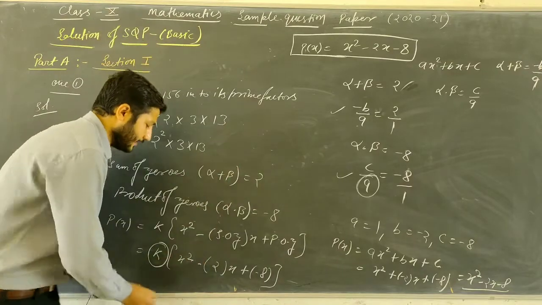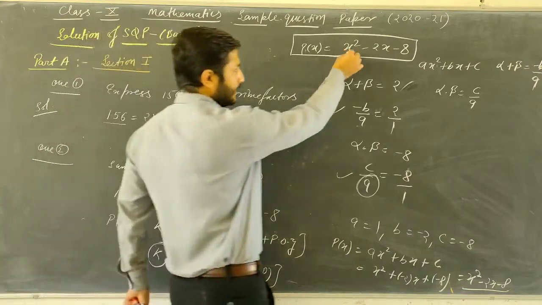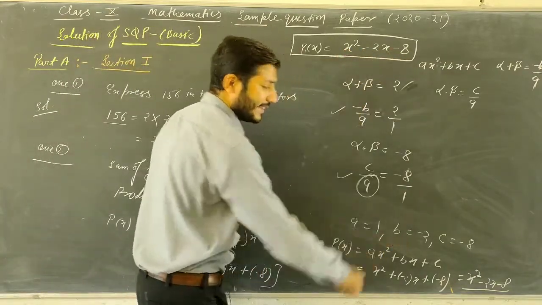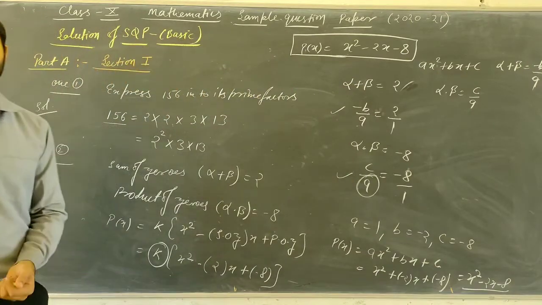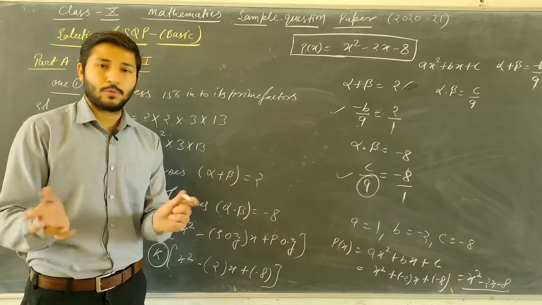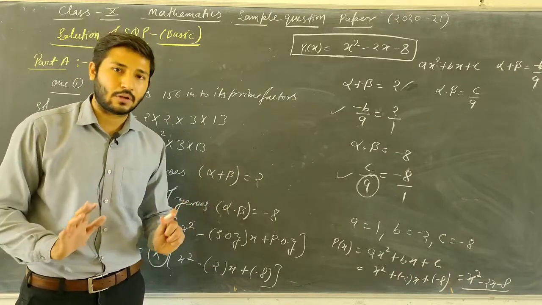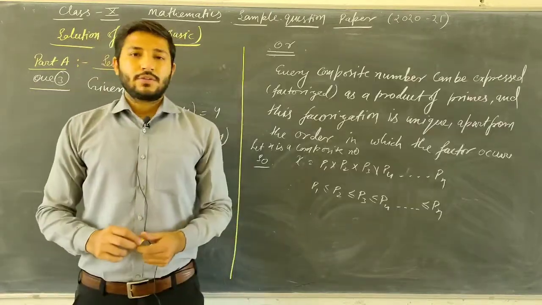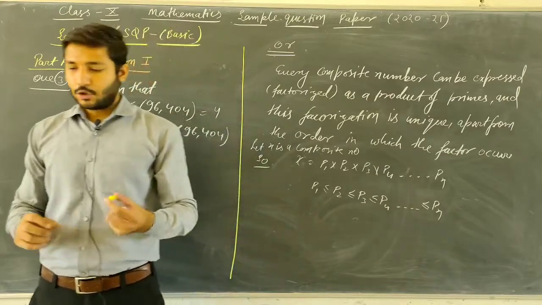In both cases, what is coming from here? x square minus 2x minus 8. And in this case also, x square minus 2x minus 8. So both methods are correct. Which one you choose is up to you. You have to see according to which method you want to solve. Clear? Students, after question number 2, question number 3.